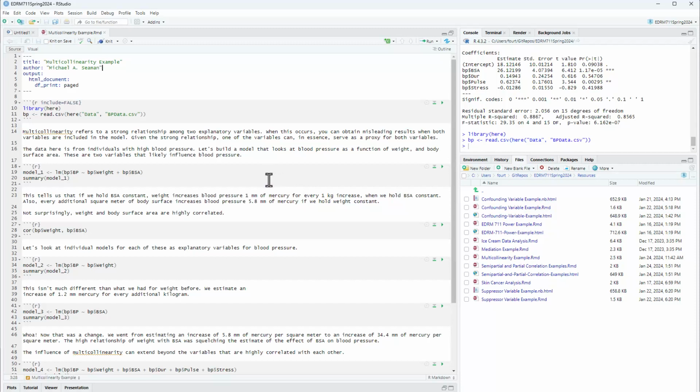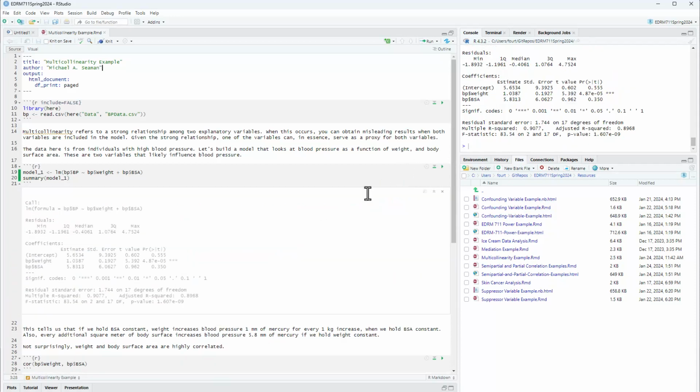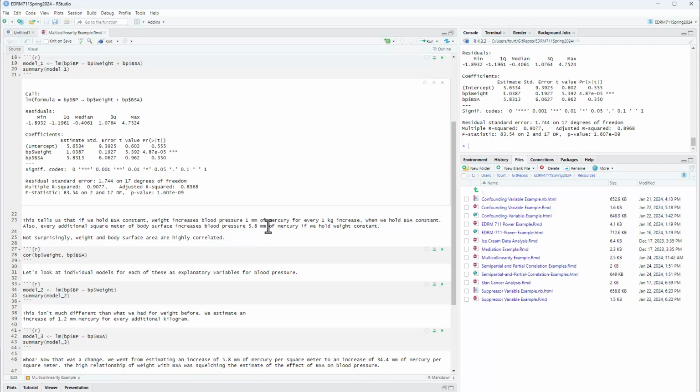So the data here is from individuals with high blood pressure, and we're going to build a model that looks at blood pressure as a function of weight and body surface area. These are two variables that likely will influence blood pressure. So let's go ahead and see what we get. This tells us that if we hold the body surface area constant, weight increases blood pressure, and notice the slope here, notice the estimate, 1 millimeter of mercury for every 1 kilogram increase.